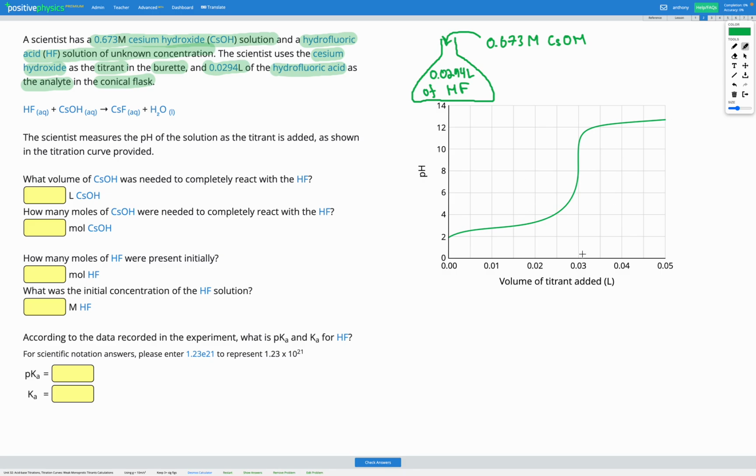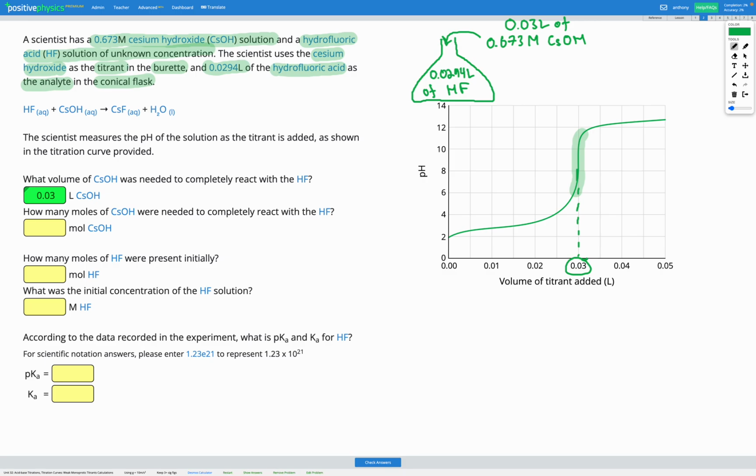Again, we've been given the titration curve for this reaction. We can find our equivalence point by looking for the flex in that curve. Here's our equivalence point. That's the moment where the number of moles of our cesium hydroxide added is the same as the number of moles of our hydrofluoric acid we had initially, because they react completely together. That is happening at a volume of 0.03 litres. So we need to add 0.03 litres of cesium hydroxide to completely react with the hydrofluoric acid. So here we've got 0.03 litres of that.